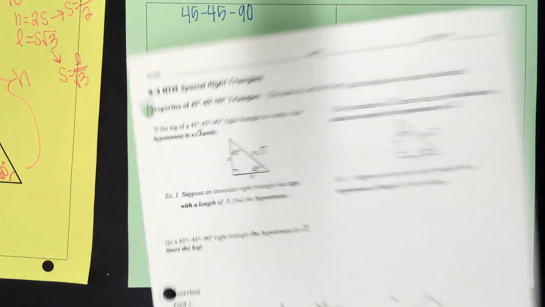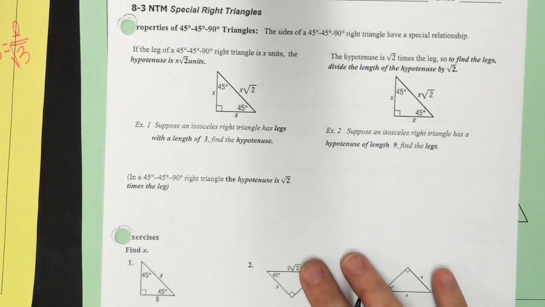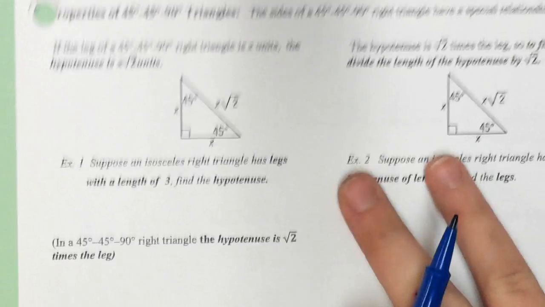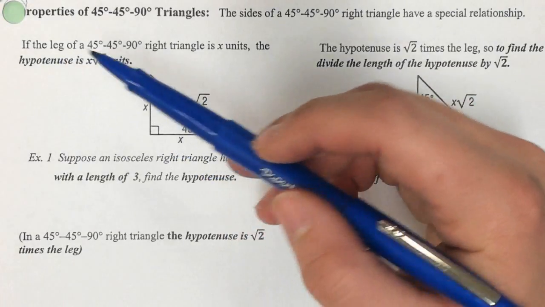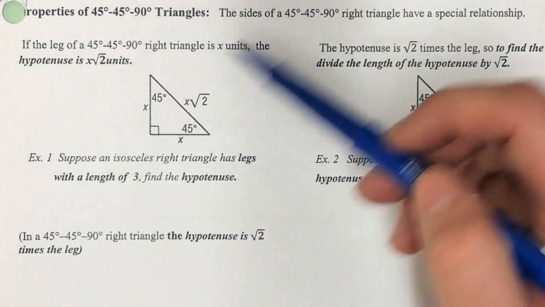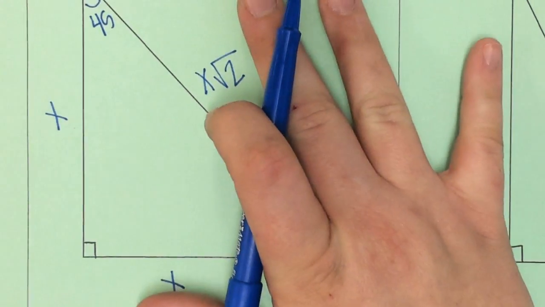Okay, now I want you to look at this note taker. The front is talking about 45, 45, 90 triangles. They have a special relationship. If the leg is x and the hypotenuse is x square root of 2, that's what we just did. This is going to serve as our cheat sheet.